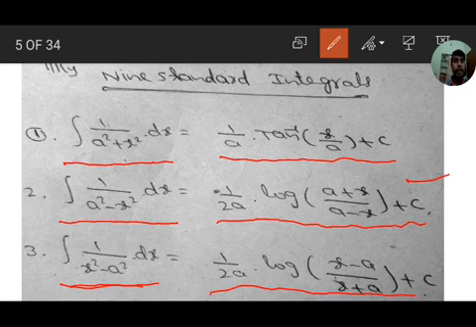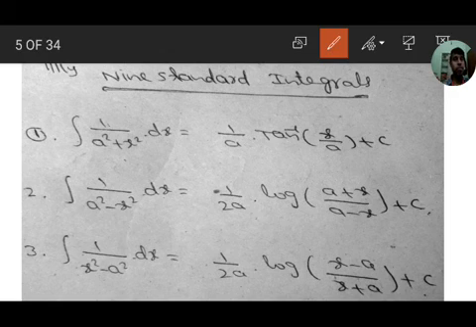Integration 1 by a square plus x square, integration 1 by a square minus x square, integration 1 by x square minus a square dx. Now the remaining formulas.